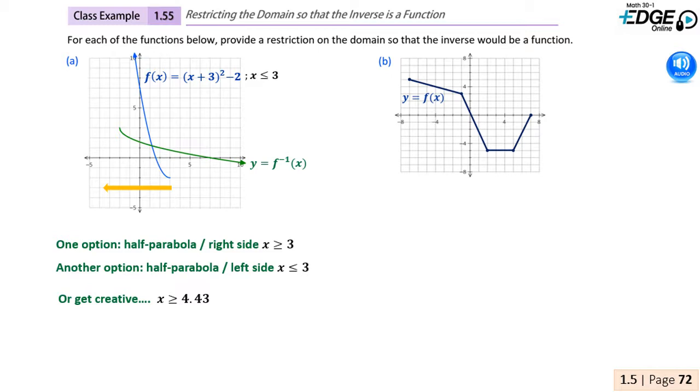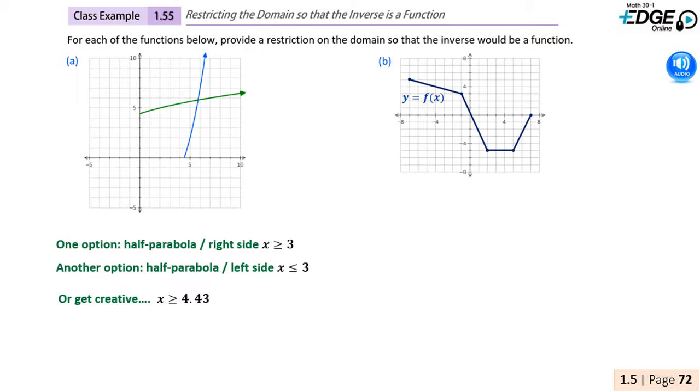Now, we could get crazy and creative and just start making up numbers. But what's important is you understand conceptually what's going on here. If we keep any part of both halves of the parabola, then our original graph will fail the horizontal line test and our inverse will fail the vertical line test. As long as we keep half the parabola or only a portion of that half, then we will pass the horizontal line test originally and the vertical line test in the inverse. So there are actually an infinite number of answers to this question.